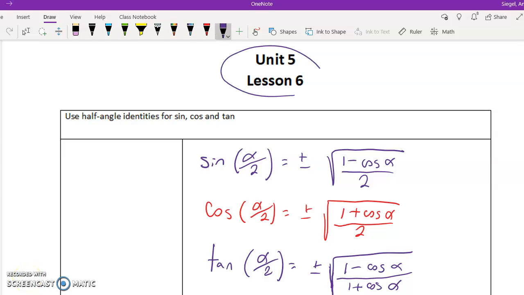Hey guys, welcome to Unit 5, Lesson 6. And in this lesson, we're going to go the other direction. Instead of using double angle identities, we're going to use half angle identities.